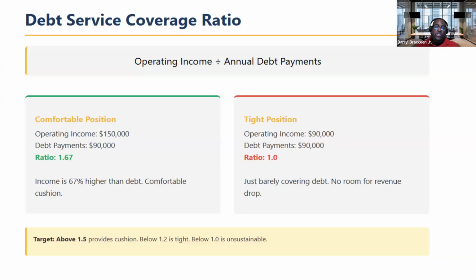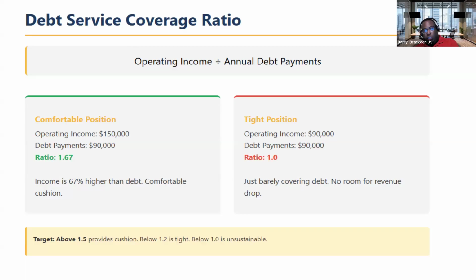So you have a comfortable position, which is showing that your operating income is about 150,000, but your debt payments are about 90,000. So your ratio is 1.67, which is basically saying your income is 67% higher than the debt that you have, which means you have a comfortable cushion, right? So that target, again, remember that target ratio? It needs to be above 1.5 to provide that cushion.